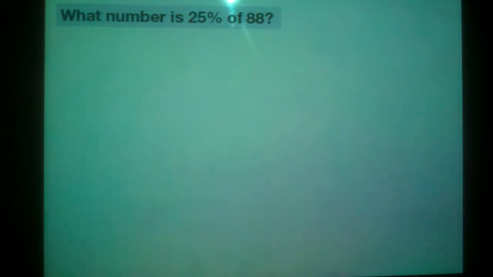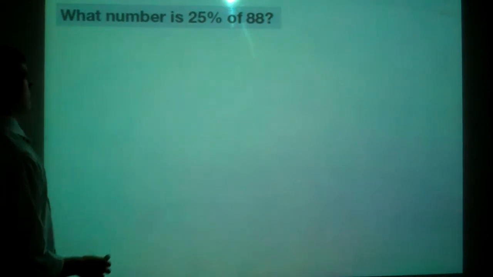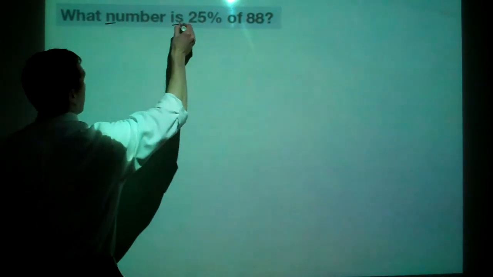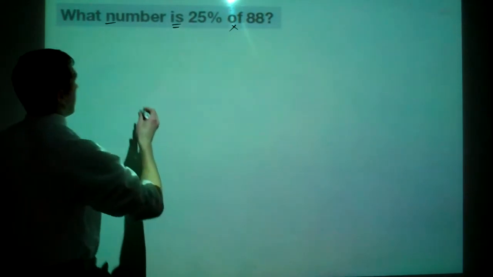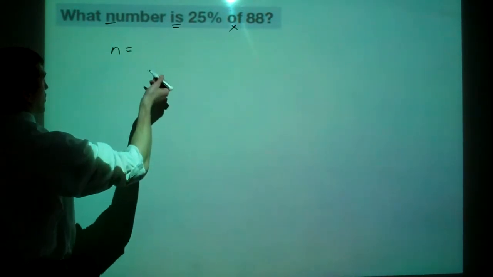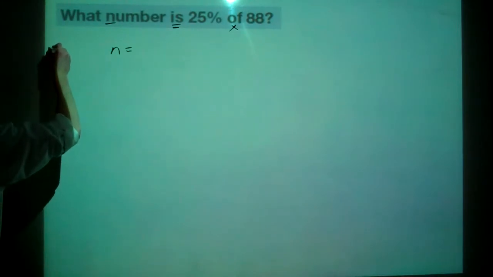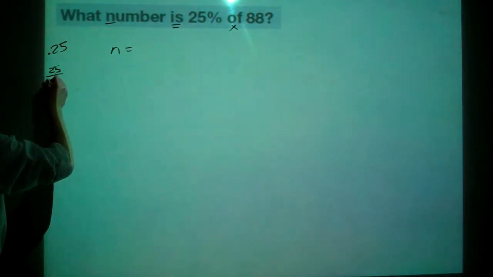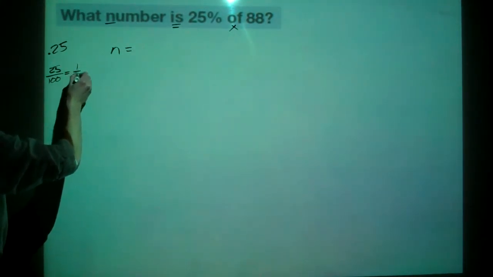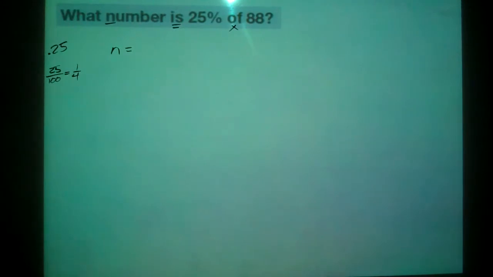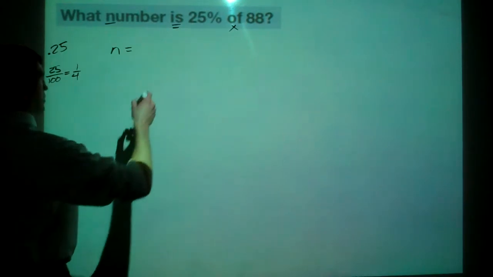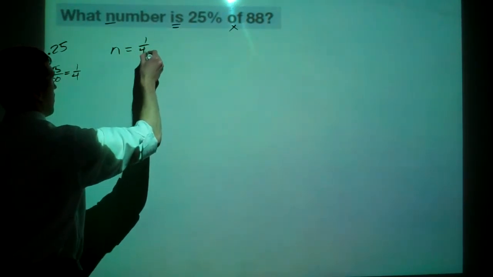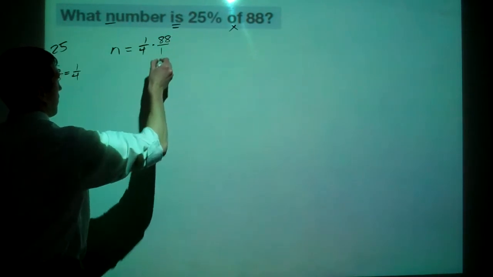All right, just a couple more here. This one, what number is 25% of 88? So we're looking for a number that is 25% of 88. So n equals 25%. We could write that as 0.25 or 25 over 100, which we know is 1/4. Well, let's see, which one would be better? We could do 0.25 times 88. I would say this one would be good with a fraction. So we'll replace this with 1/4 times 88 over 1.